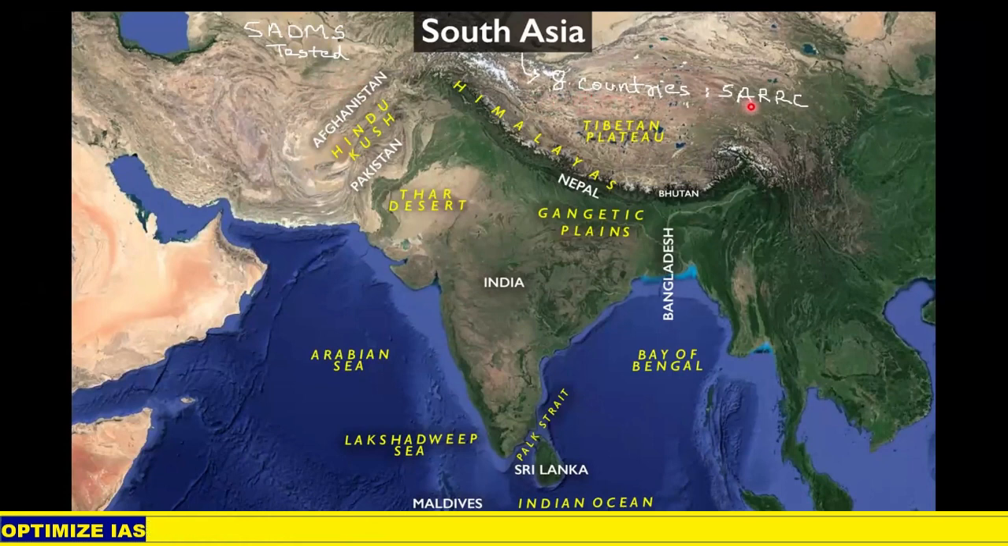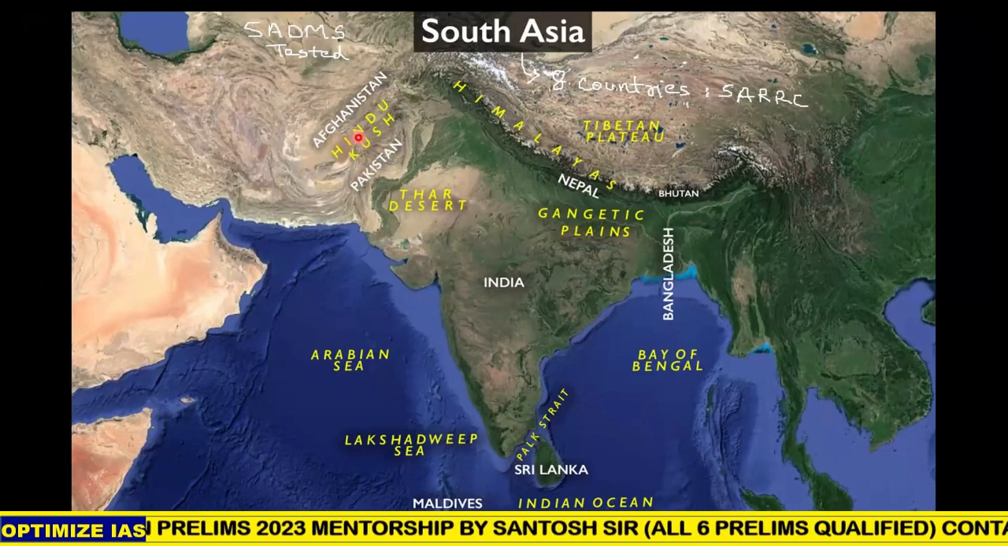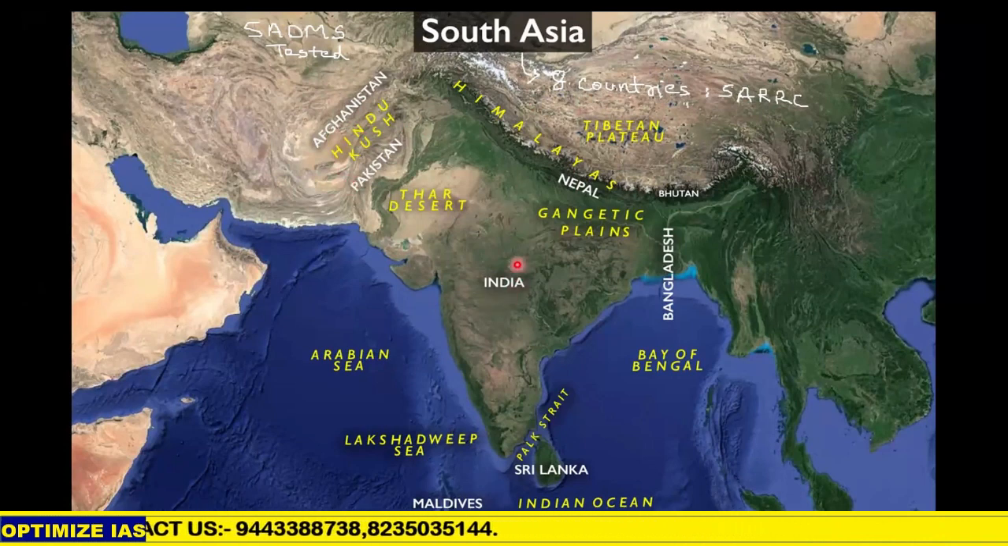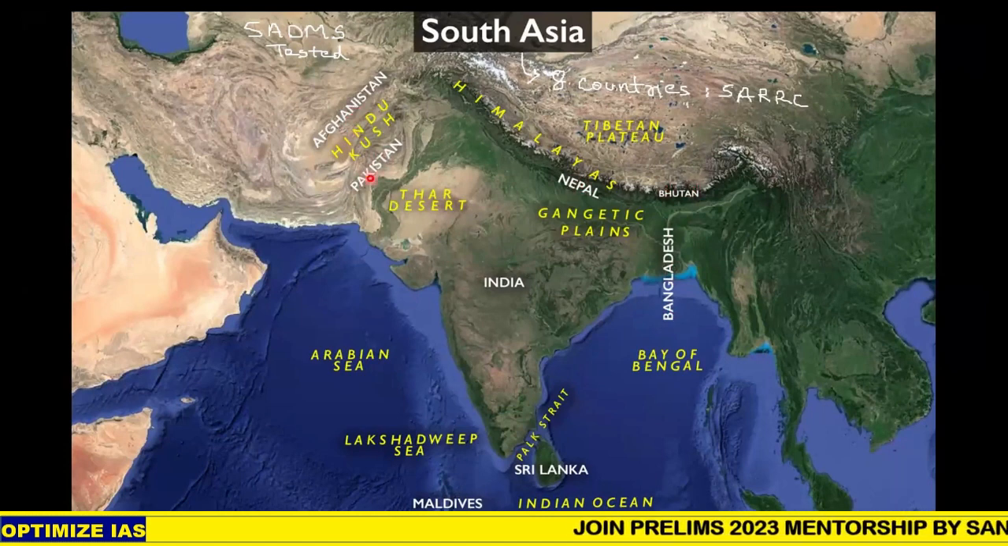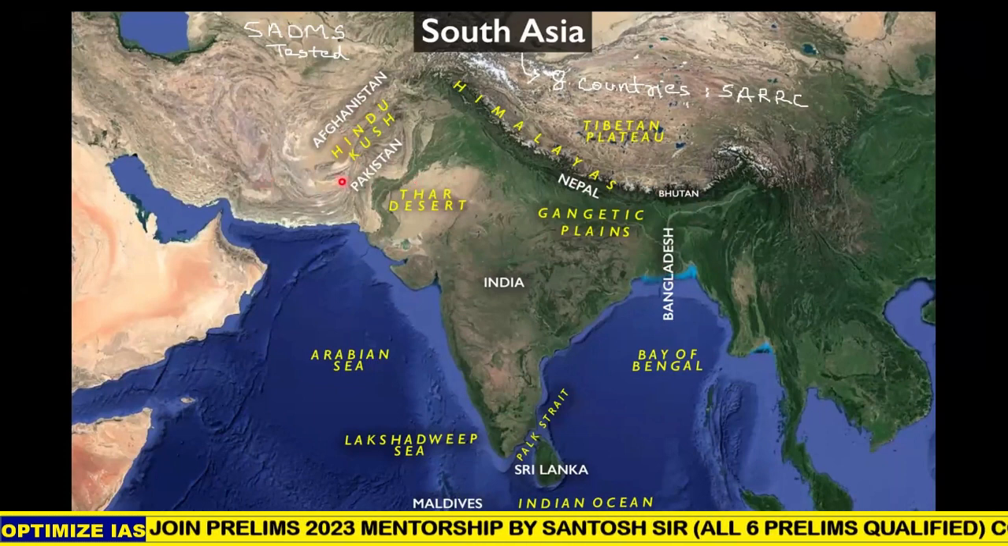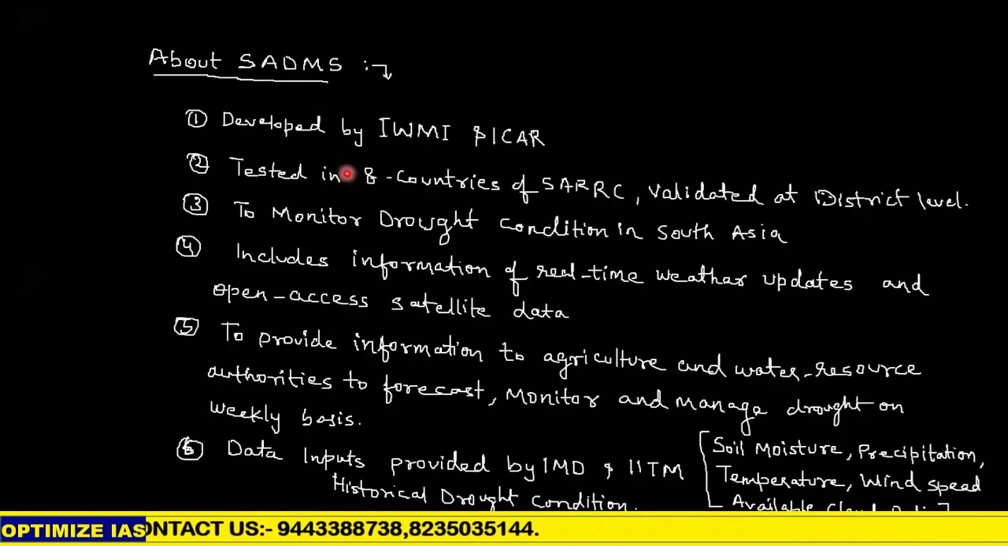There are 8 SAARC countries. SAARC means South Asian Association for Regional Cooperation. So what are the 8 countries of SAARC? Afghanistan, Pakistan, India, Nepal, Bhutan, Bangladesh, Sri Lanka, Maldives. Isn't it? 1, 2, 3, 4, 5, 6, 7, and 8. These are the 8 SAARC countries. Please remember all these 8 SAARC countries that are taking help of this drought management tool.